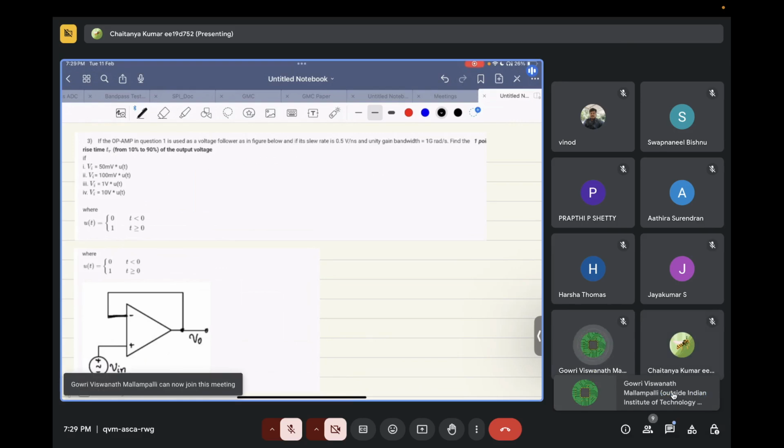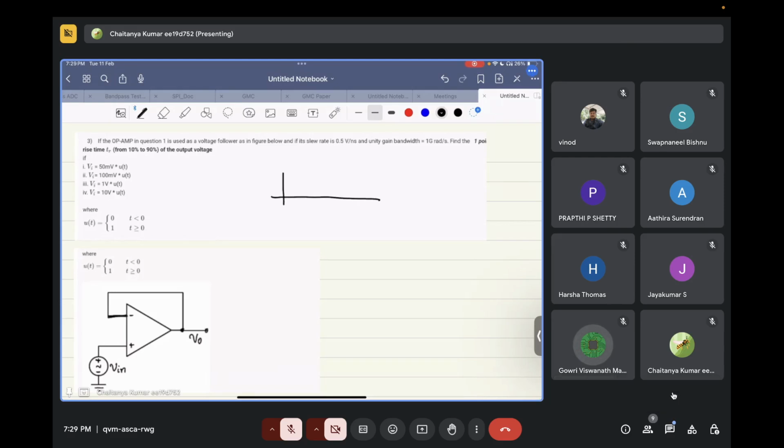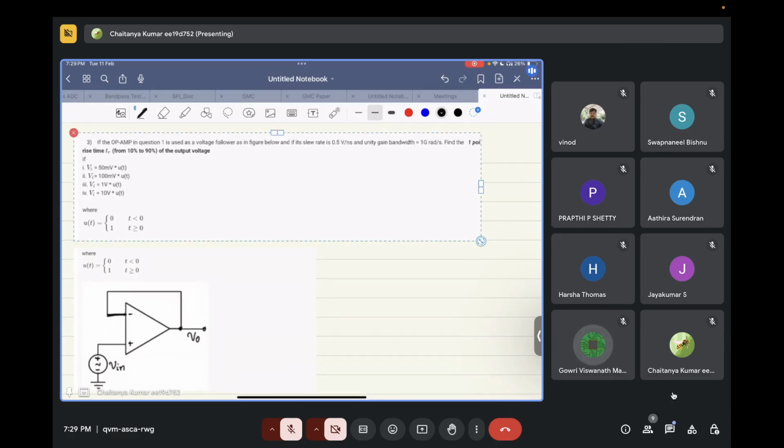So you understand u of t, right? u of t is mentioned over here, so basically before t equal to 0, it's 0, and then it becomes 1, and whatever is multiplied with it scales accordingly. So let's say if it is 50 millivolt, 100 millivolt, and so on. So yeah, this is there. Do you want me to completely go through the steps, or do you have a specific doubt in it, Vinod?